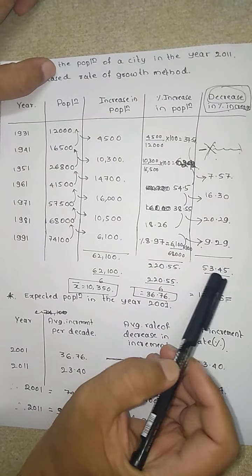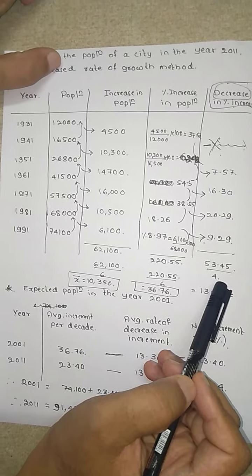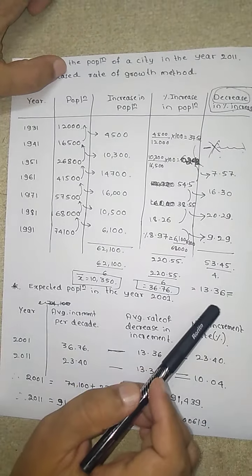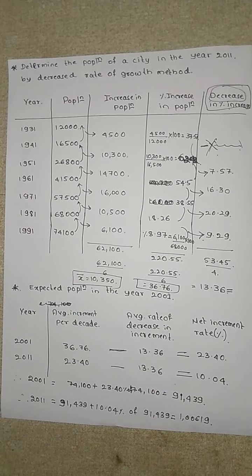On adding all this, we are going to get 53.45. So we are going to divide it by 4. How many decades are there? 1, 2, 3, 4. So 4 decades are there. So we are going to get the decrease in percentage increase average as 13.36.